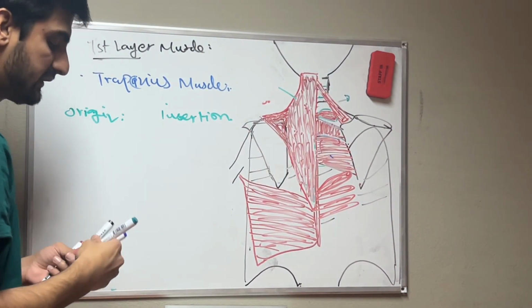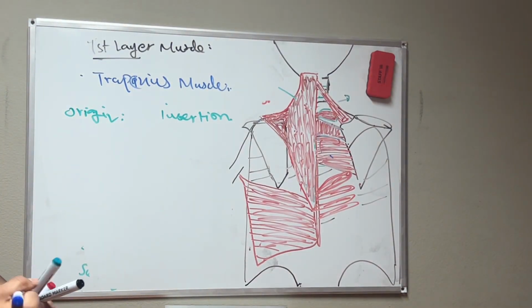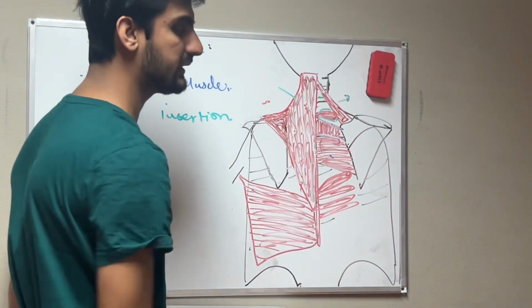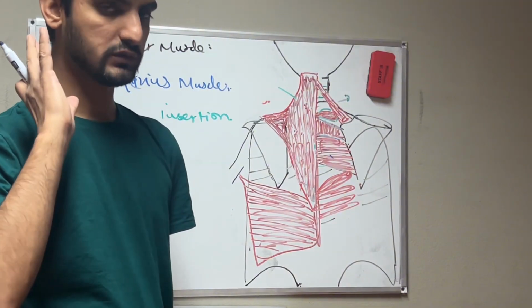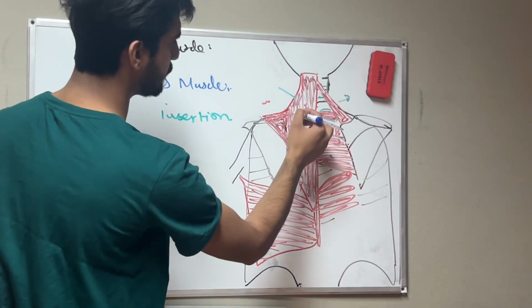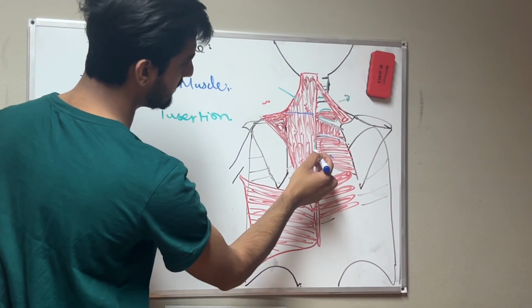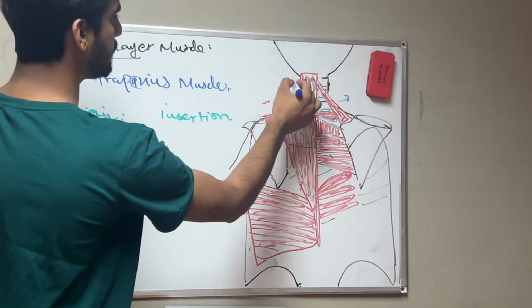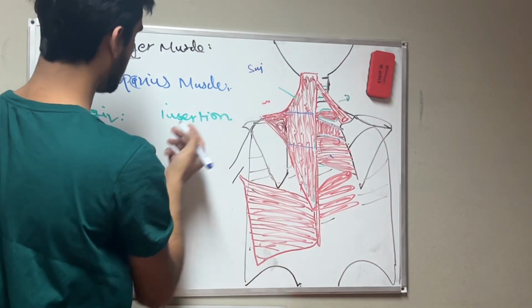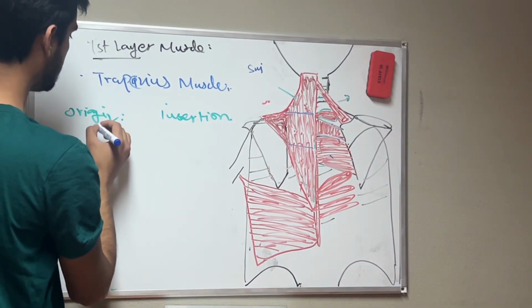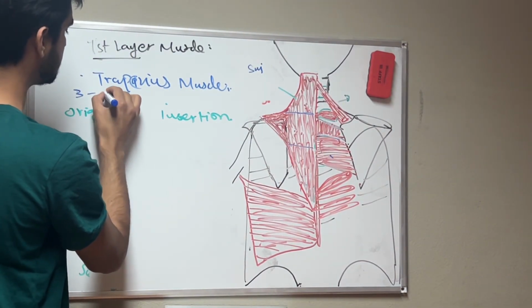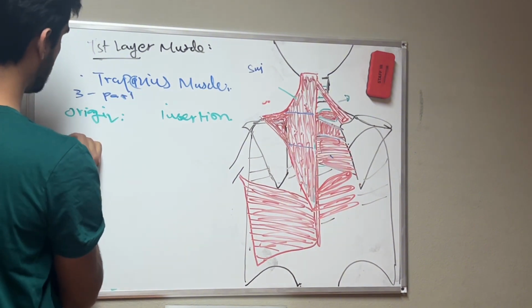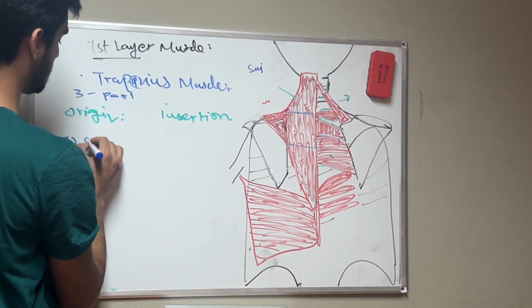Okay. First, I need to tell you, it is very important: this trapezius muscle we divide into three parts. This one is the superior part, this one is the middle part, and this is the inferior part. First I will write here trapezius muscle into three parts. First part, superior part.